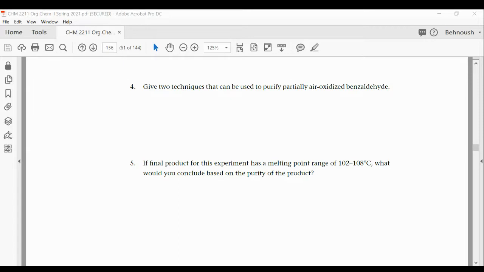Sodium bicarbonate can be used, but it reacts with the benzoic acid and is not as strong as sodium hydroxide. For extraction, it's better to use sodium hydroxide to make sure that all of the benzoic acid is removed. But if it's just neutralization, you could use sodium bicarbonate, but for extraction you use a strong base, not a weak base.